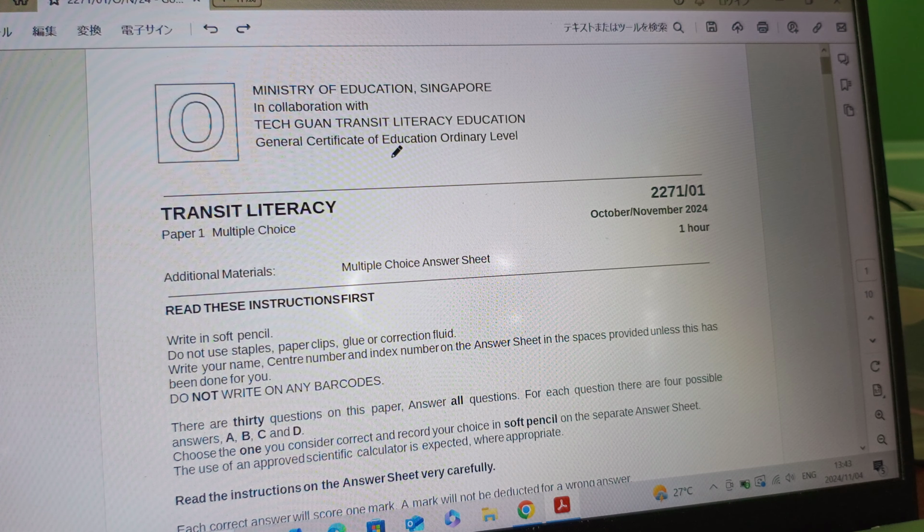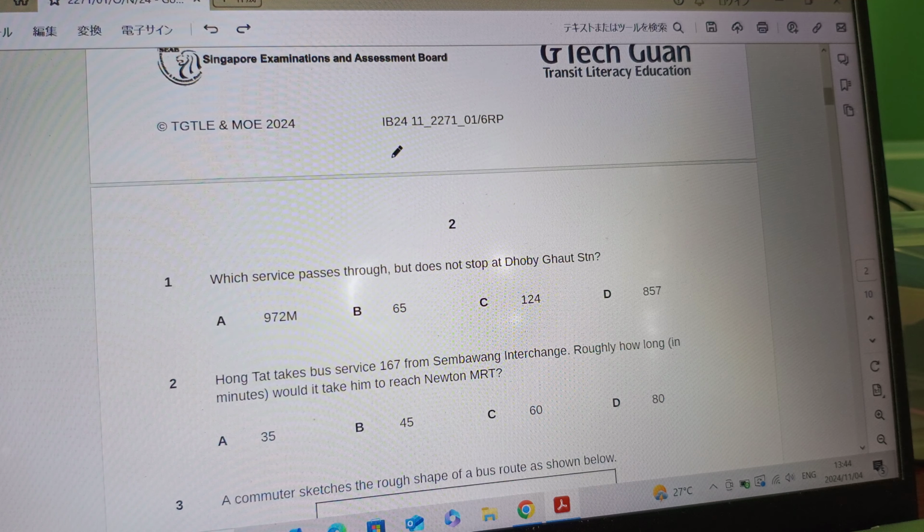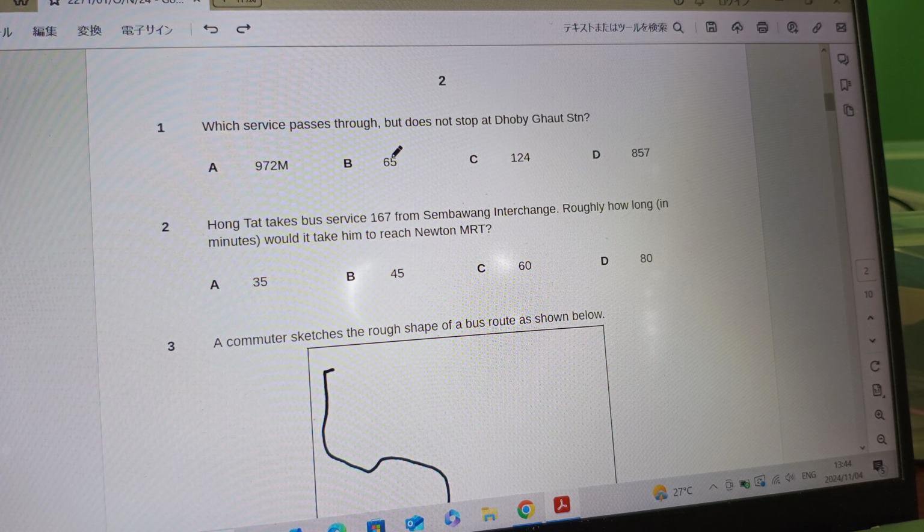Okay, so my friends made this O-level style paper on transit literacy, so I'm just going to be attempting it. I don't know the answers, but I'll just give it a go. Which service passes through but does not stop at Dhoby Ghaut Station? If you're talking about the bus stop, it is 65.